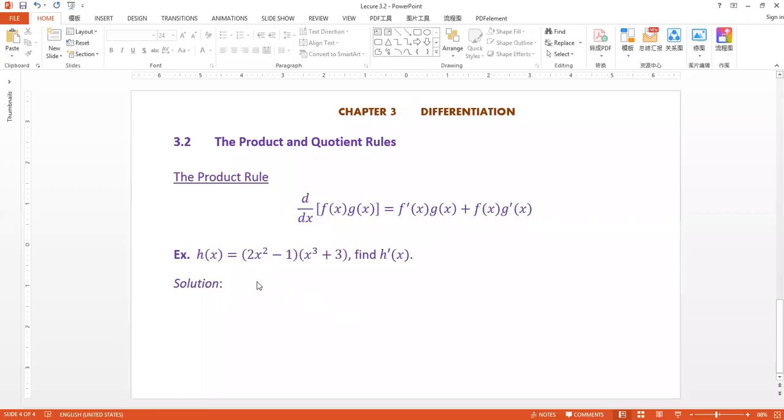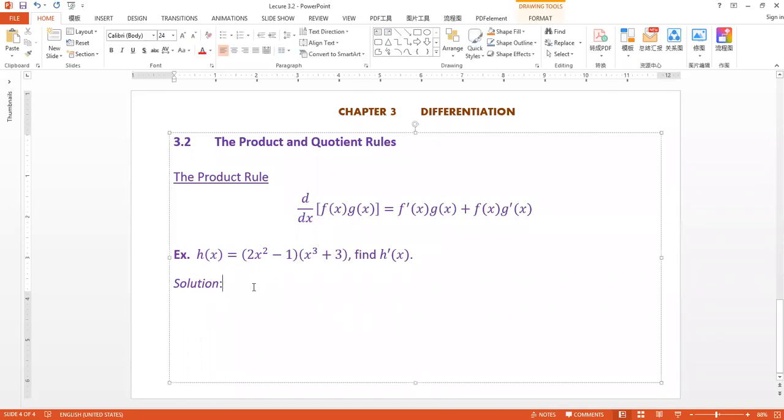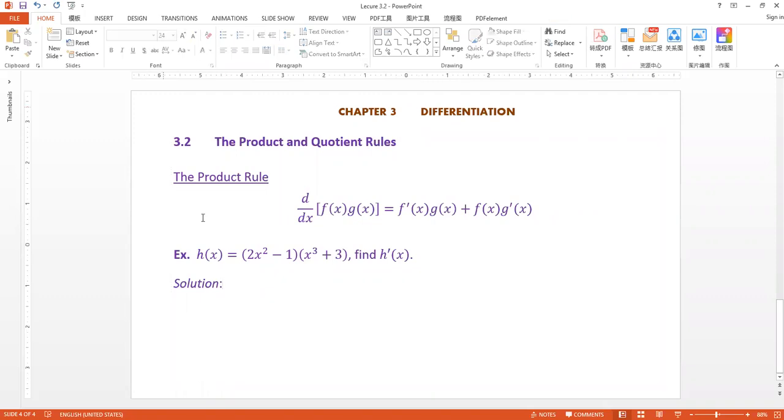Hello. I'm going to work through the first example of this section step by step. So the example is: find the derivative of function h, where h is defined as 2x squared minus 1 times x cubed plus 3.